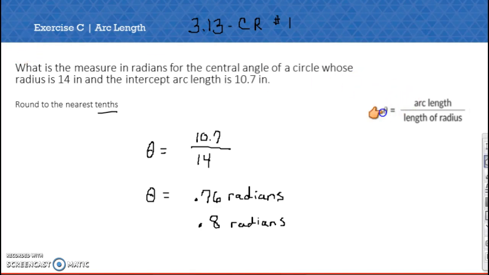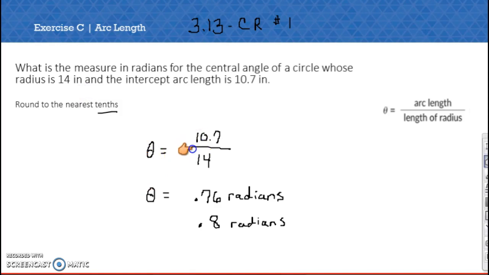So remember, there's a formula to convert to radians. The central angle, this theta, stands for the central angle, is equal to the arc length divided by the length of the radius. So we've been given our arc length here. We've been given our radius, so we simply just have to divide.